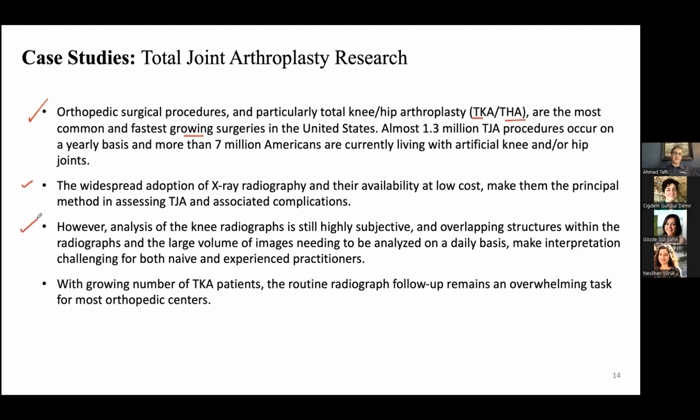And the third fact you can see is that analysis of those radiographs is still highly subjective. It depends on radiologists, it depends on surgeons. But at the end of the day, we need to make these mechanisms an objective kind of strategy, not a subjective one. And the challenge we have is the overlapping structure within the radiographs and also the very large scale of images we have on a daily basis. So this makes the task very overwhelming for our surgeons.